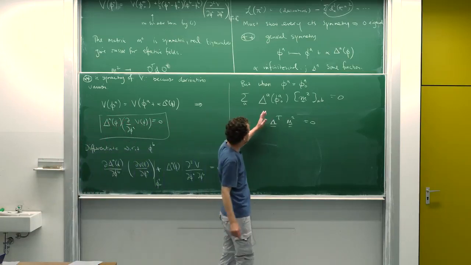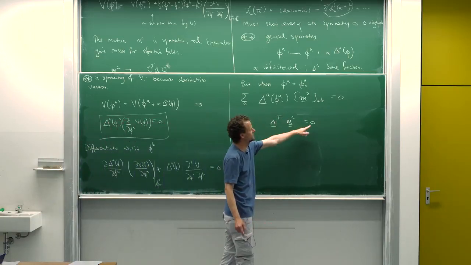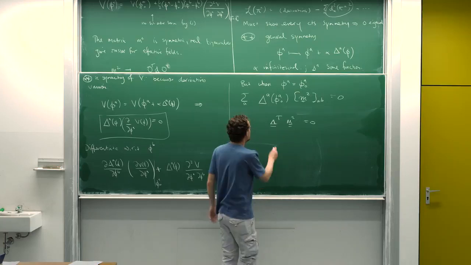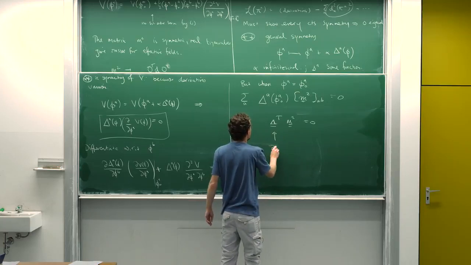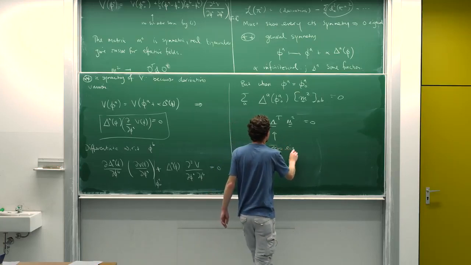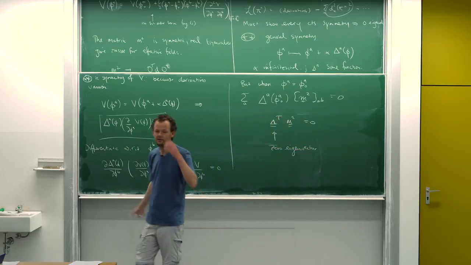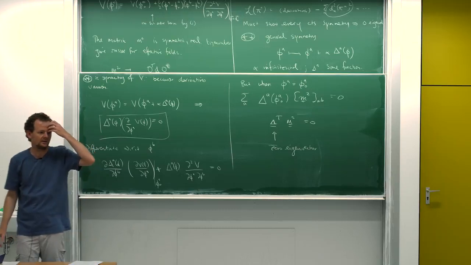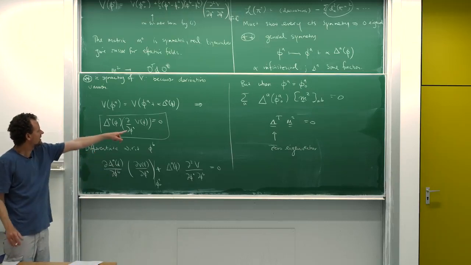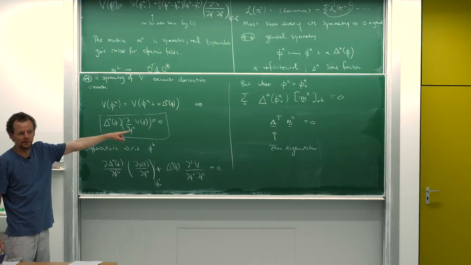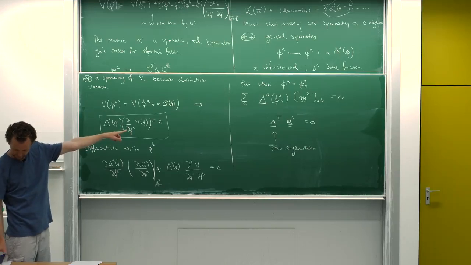And we found a vector such that when you multiply the vector by the matrix, we get 0. But what does that mean? That means that's a 0 eigenvector. So for every one of these symmetries, we're going to build a vector that is a 0 eigenvector of M squared, the matrix M squared.